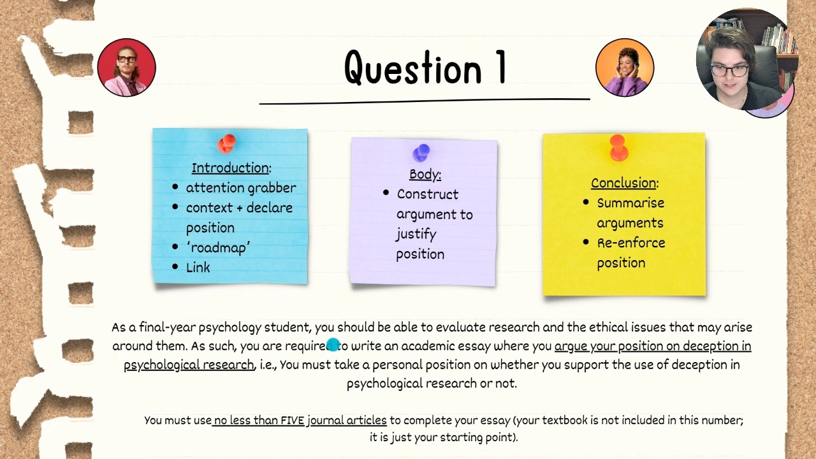Okay, so what you need to do for this essay, here's the little blurb. As a final year psychology student, you should be able to evaluate research and ethical issues that may arise around them. As such, you are required to write an academic essay where you argue your position on deception in psychological research. In other words, you need to make a personal position clear in this essay. Do you agree with the use of deception in research, or do you disagree with the use of deception in research? Okay. And then you need to support that answer with academic sources.